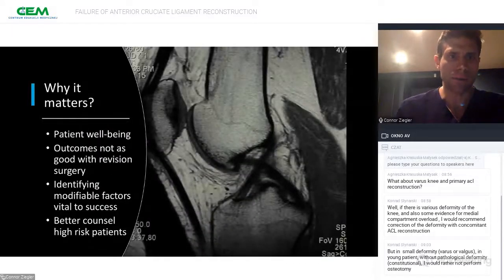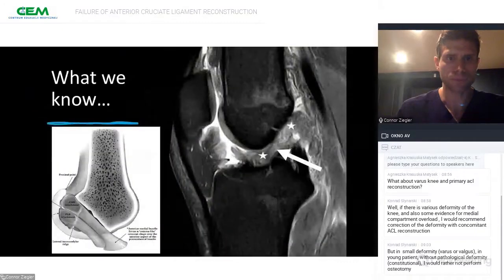So why does it matter? Well, first and foremost, patient well-being. Outcomes, as we know, are typically not as good with revision surgery, so we need to try to get it right the first time. Identifying modifiable risk factors is very much vital to success, and we're able to better counsel our high-risk patients when we have a better knowledge of all the risk factors that may be involved. So what do we know?